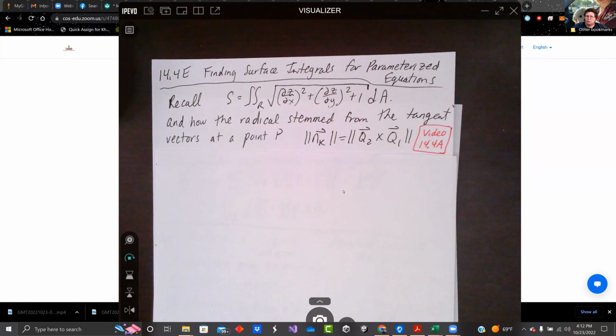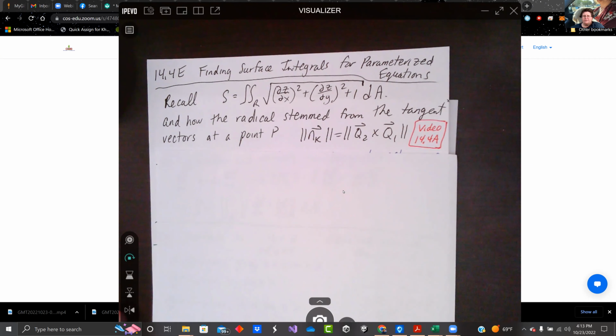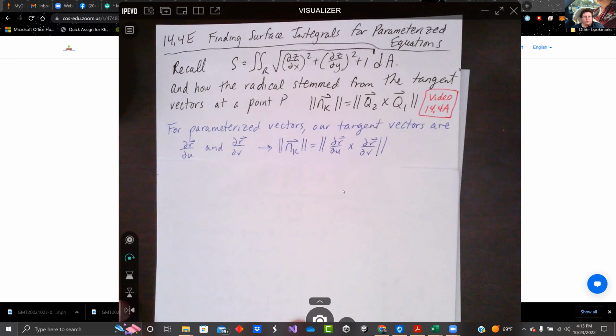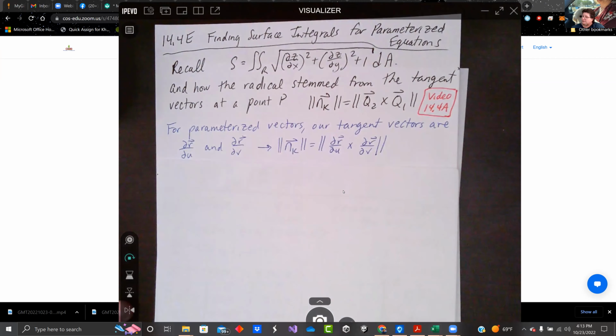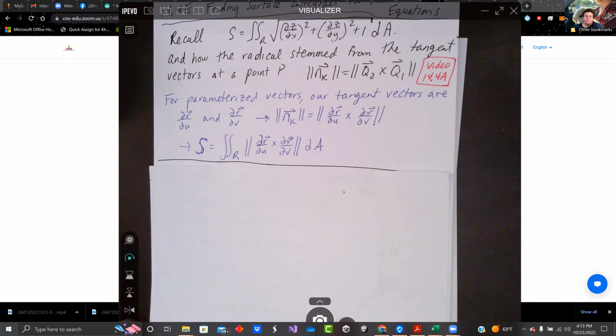But that radical, that part right there, stemmed from taking the norm of the normal vector, which was q2 cross q1. Well, if we parameterize it with u and v, dr/du and dr/dv make the normal vector. So rather than using this as our normal vector, we're just going to replace it with that.